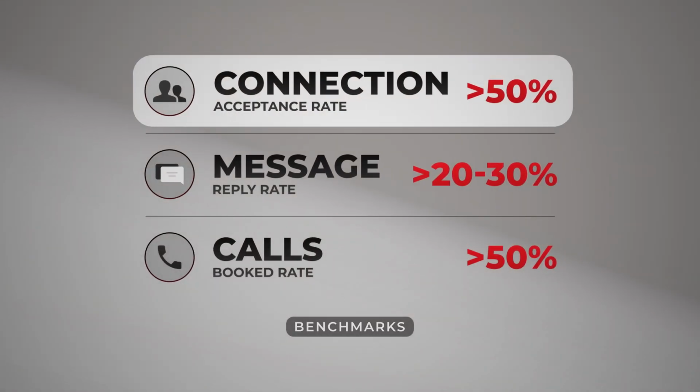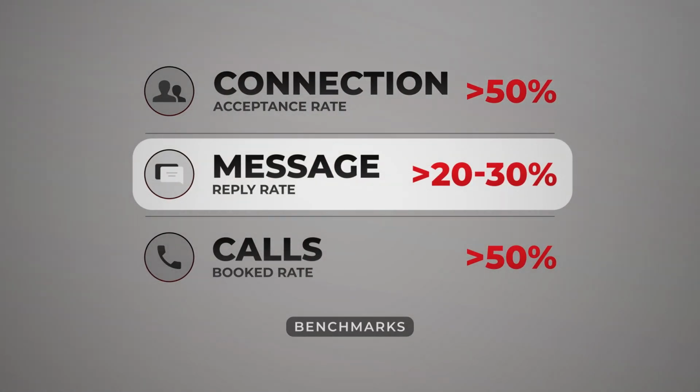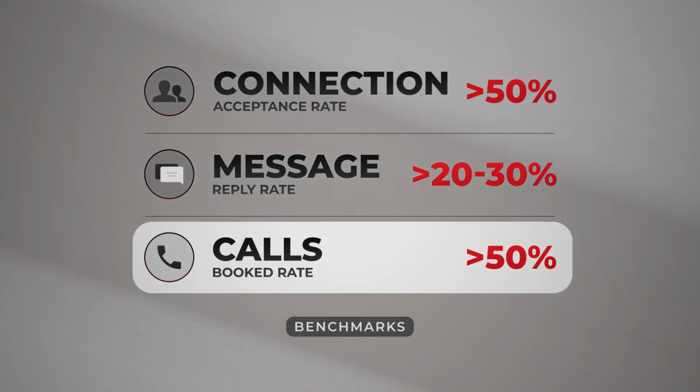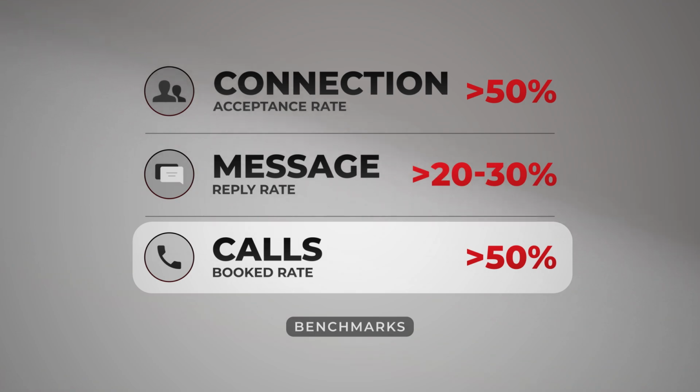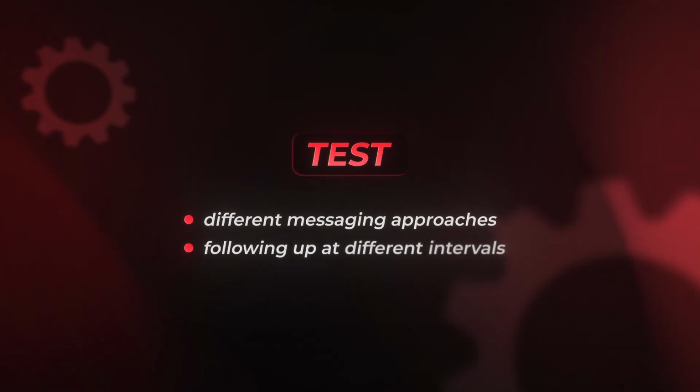So here are some good benchmarks to start aiming for. An acceptance rate of above 50%, a message reply rate of above 20 to 30%, and if you're booking calls with at least 50% of the people you're having a good conversation with, then these are all good benchmarks to start aiming for. If you consistently track your metrics and you see that it's not improving, then you have to tweak something. Maybe start with testing different messaging approaches. Personalize your message more. Maybe instead of sending a message, you can send a video. Maybe test following up at different intervals.